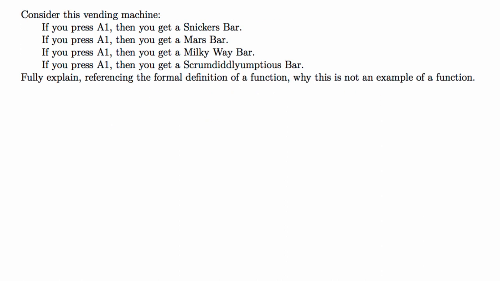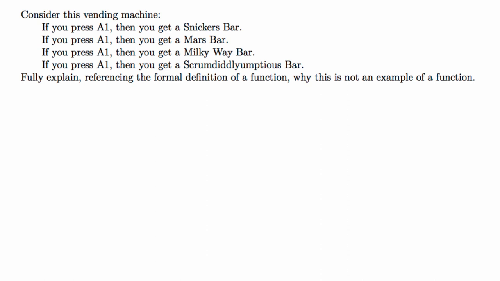If we now consider this vending machine, if you press A1, then you get a Snickers bar. If you press A1, then you get a Mars bar. If you press A1, then you get a Milky Way bar. And if you press A1, then you get a Scrumdiddlyumptious bar. Fully explain, referencing the formal definition of a function, why this is not an example of a function.